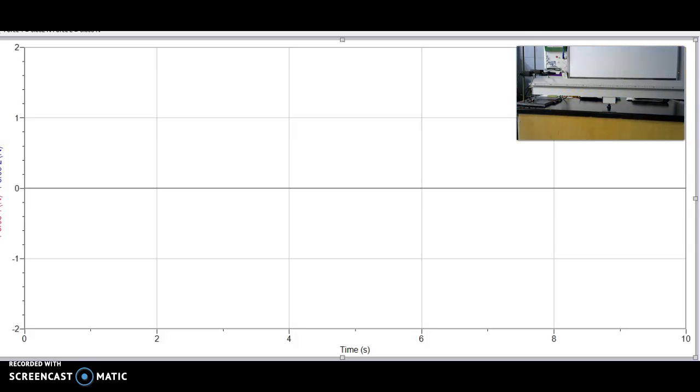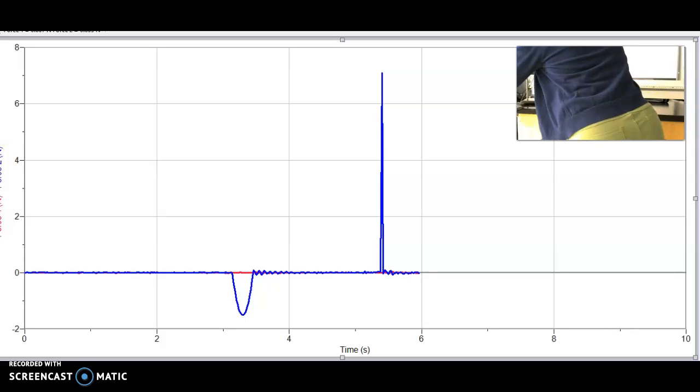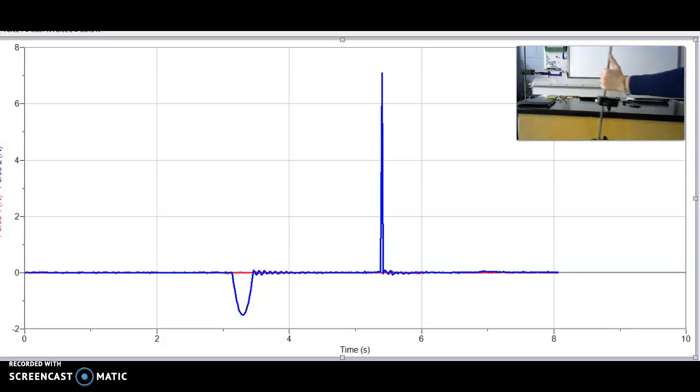So first one is going to be the one with the weaker hoop spring, and the second one will be the one with the greater hoop spring. So here goes. There's the weaker one hitting, and here's the greater one hitting.